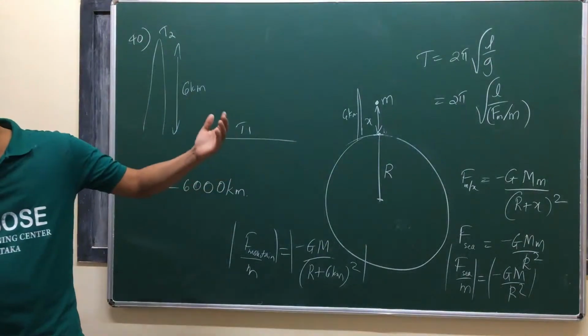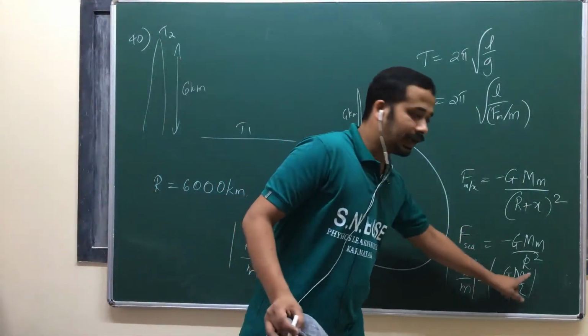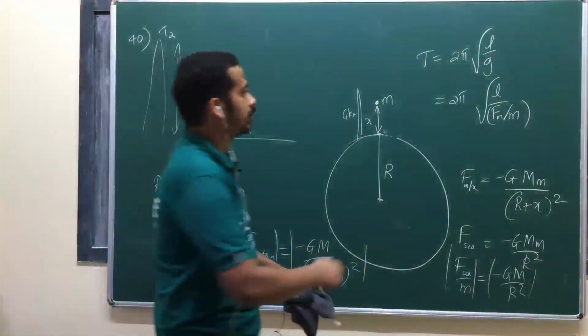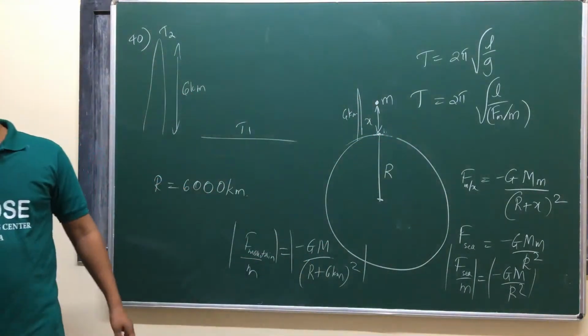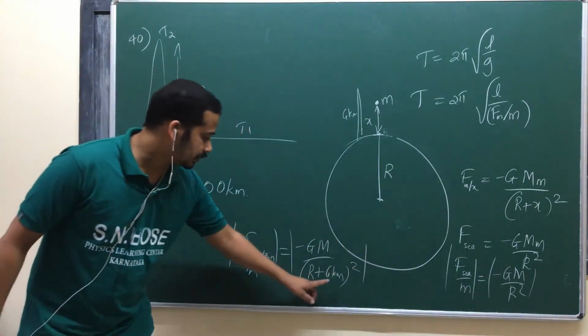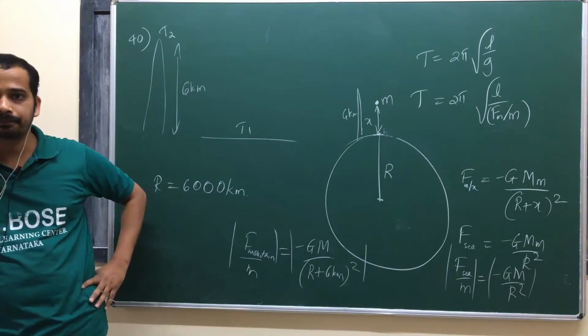So he's asking for some ratios here. That's why this GM will get cancelled. You don't have to worry about that one. When you substitute in this time period formula and take the ratio, you have to substitute the r value and that 6 kilometer, and you will get the option.